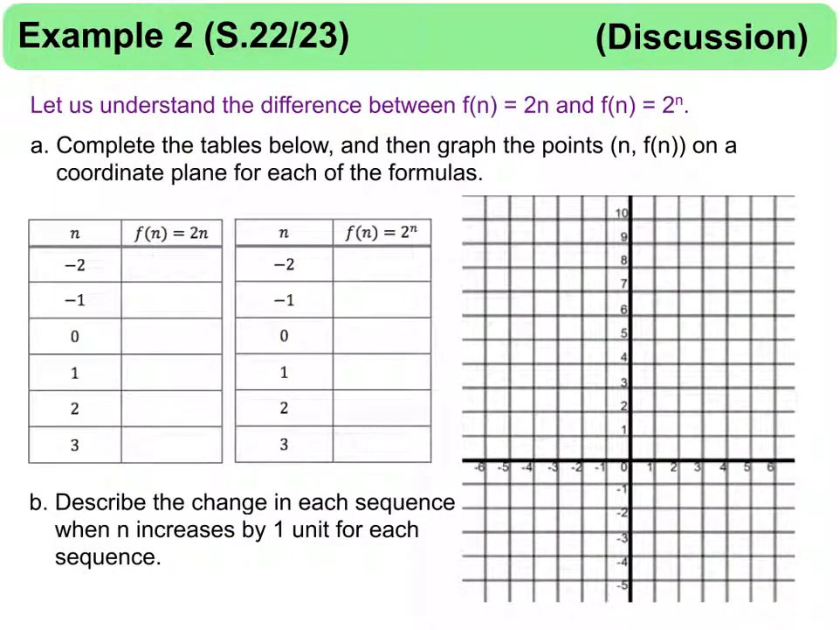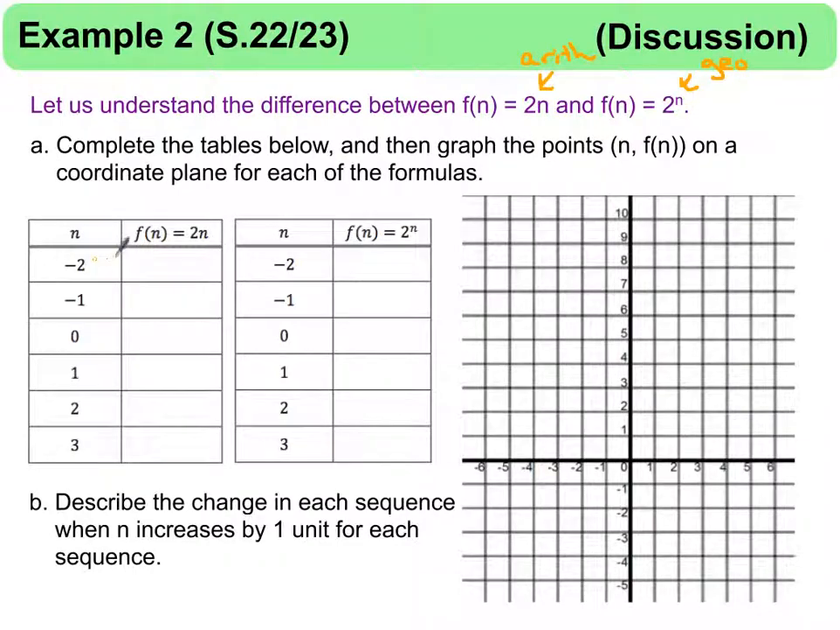In example number 2, we look at this difference between arithmetic and geometric a little bit closer by comparing the two ideas or notions of f(n) = 2n, which is our arithmetic, versus 2^n, which is our geometric or exponential. So we ask the students to complete the tables below and then graph the points for each one on the coordinate plane so we could compare.